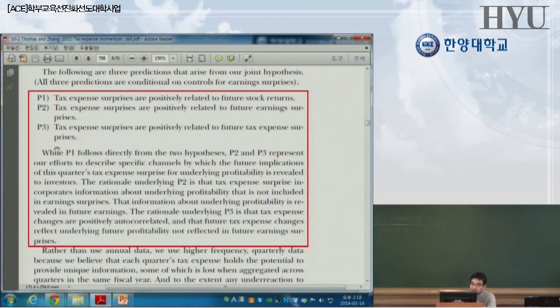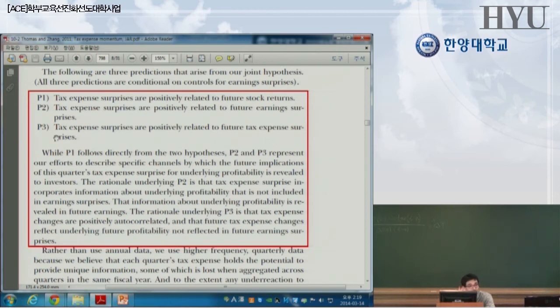Now the more interesting part is this one, P3. The rationale underlying P3 is that tax expense changes are positively autocorrelated. Positively autocorrelated means that if we have a positive tax surprise, then we have another positive surprise. Negative is the other way. And that future tax expense change reflects some underlying future profitability not reflected in future earnings surprise. Again, P2 is about future earnings surprise, and P3 argues that in addition to the future earnings surprise, there is another fundamental part about the future.